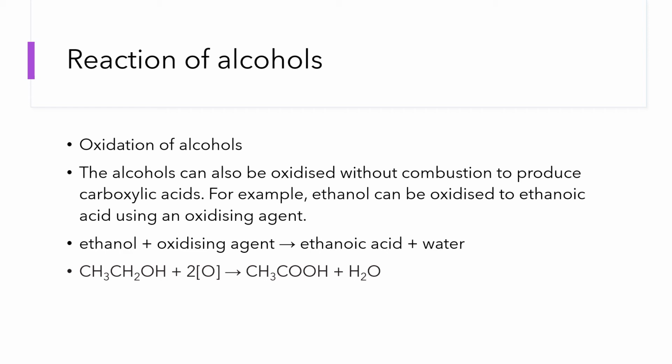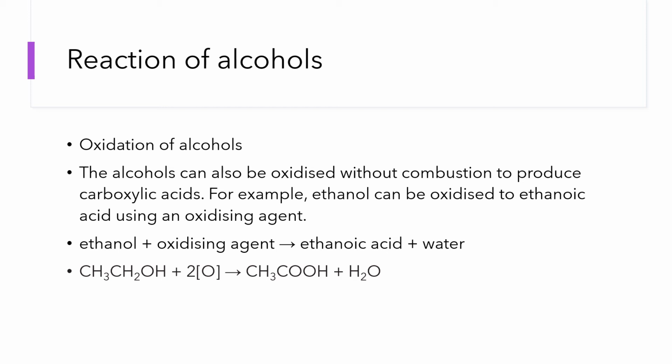So now we'll be looking at another reaction of alcohols, which is the oxidation of alcohols. The alcohols can also be oxidized without combustion to produce carboxylic acids. For example, ethanol can be oxidized to ethanoic acid using an oxidizing agent.